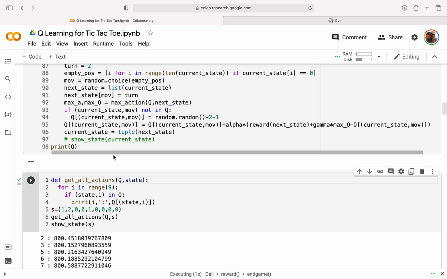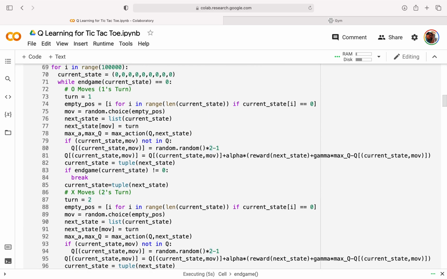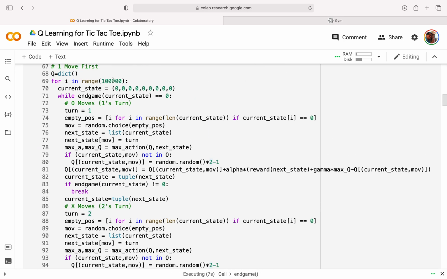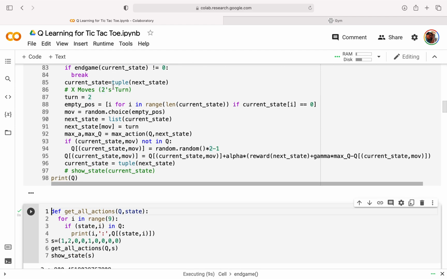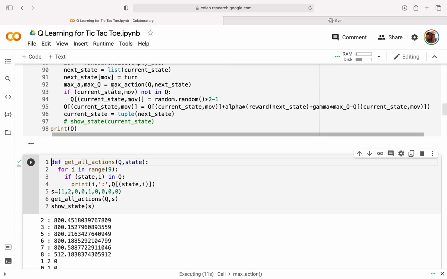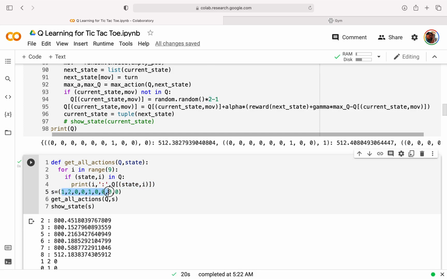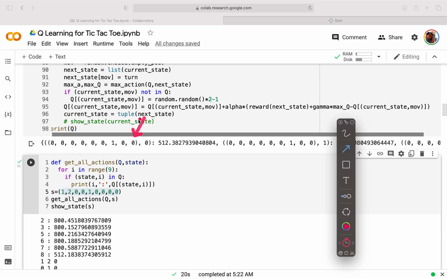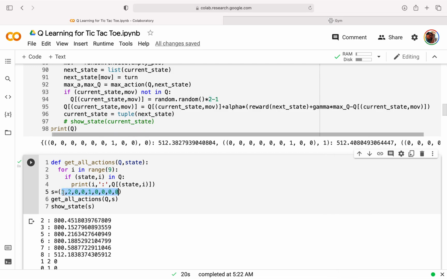So look at this. I learned by playing by themselves for 100,000 rounds, 100,000 iterations, and then this is the state, and it tries to ask from the Q table. So yes, it's already finished here. I'll start with the start state here.